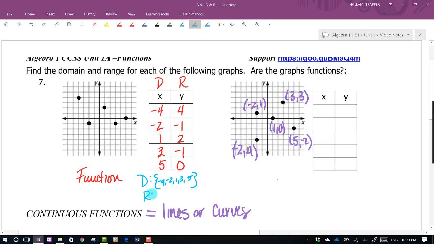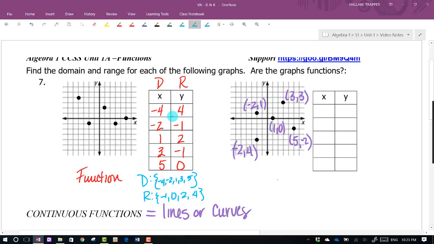And then we'll do the same thing for the ranges. Again, I already put them in order in the table, at least for the x's. The y's I might have to rearrange. So there's a -1, we won't repeat that. There's a 0, there's a 2, and there's a 4. So there's the set of domain and range. The domains were in order, the ranges we had to reorder.